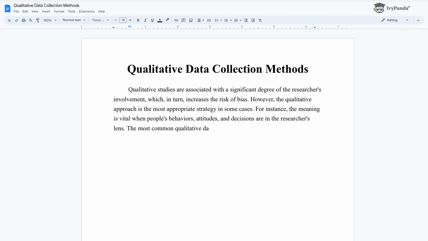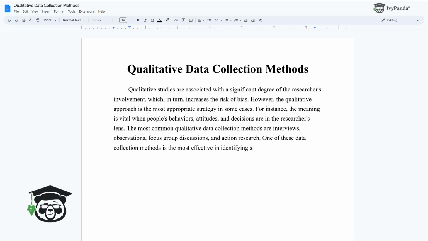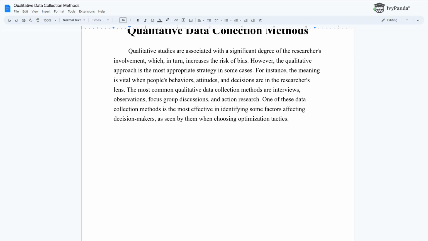The most common qualitative data collection methods are interviews, observations, focus group discussions, and action research. One of these data collection methods is the most effective in identifying some factors affecting decision makers, as seen by them when choosing optimization tactics.